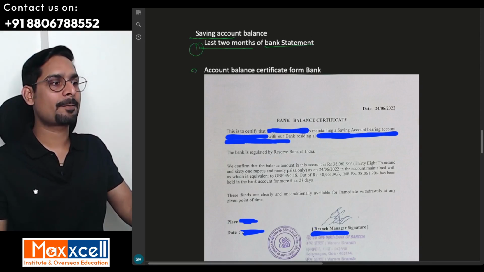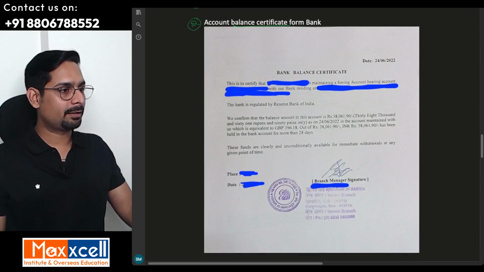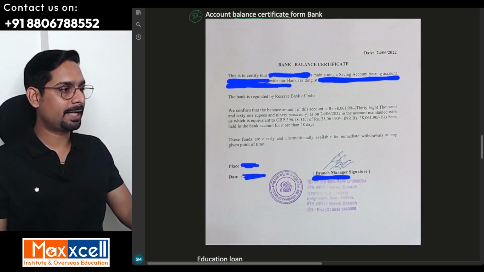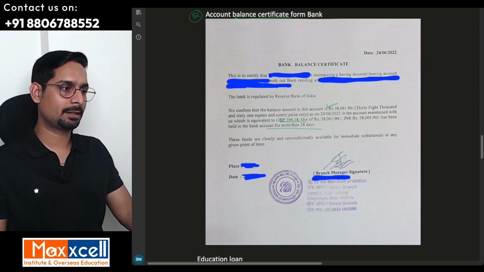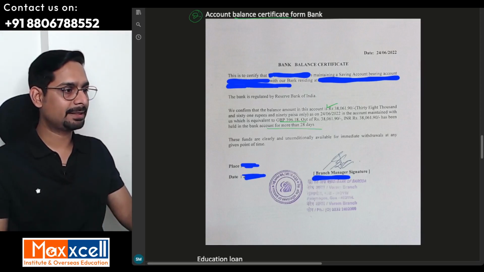Second, we require the balance certificate. Here is the format with you, so you can pause this video and go through the format. We have mention of the INR over here. We have mention of the pounds here. It's mentioned that this balance is kept in the account for more than 28 days.